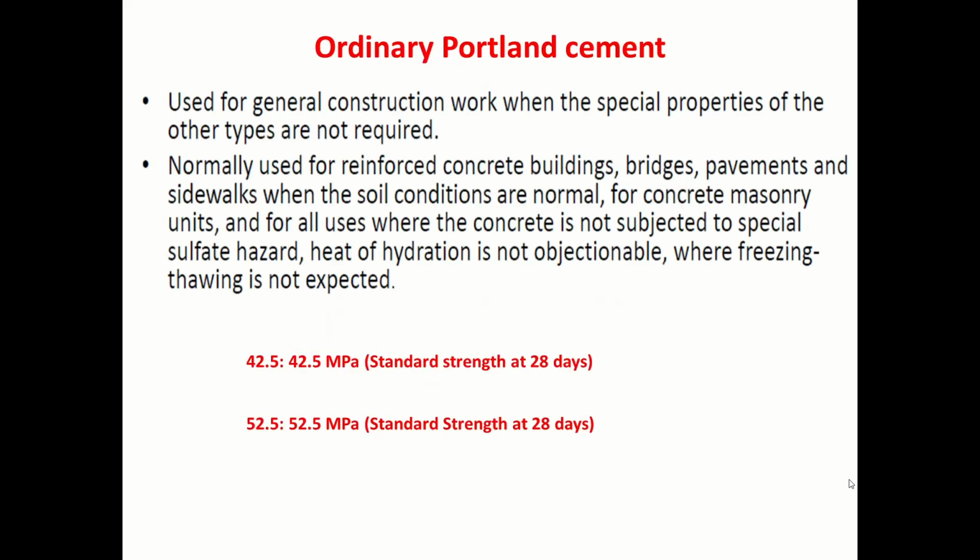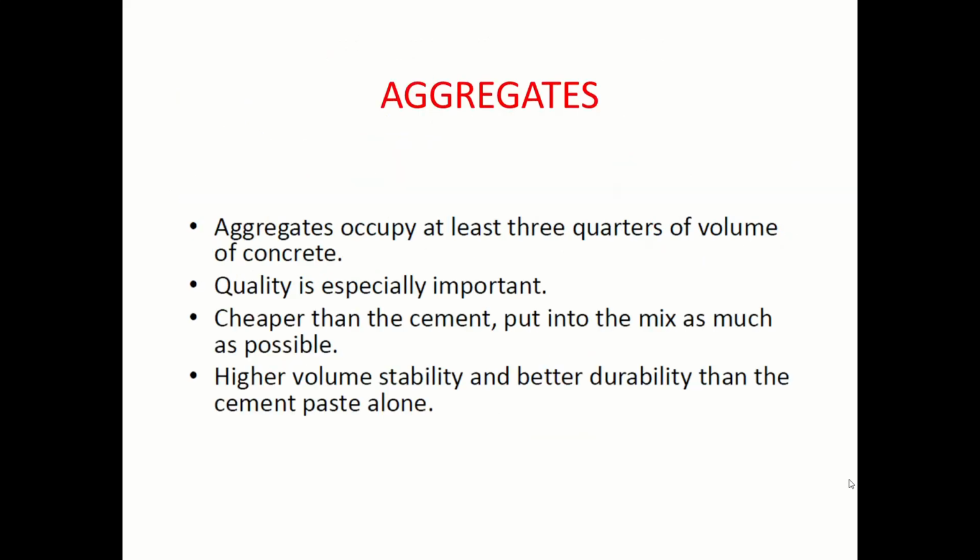Generally, ordinary Portland cement can be found in two different strengths: 42.5, which is 42.5 megapascal, which is the strength for 28 days, and 52.5, which is 52.5 megapascal at 28 days. This is the strength. Now let us talk about aggregates.